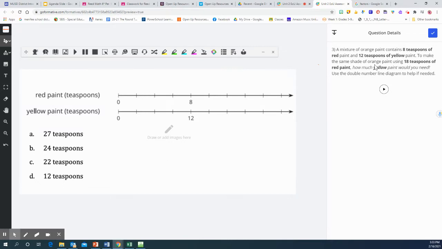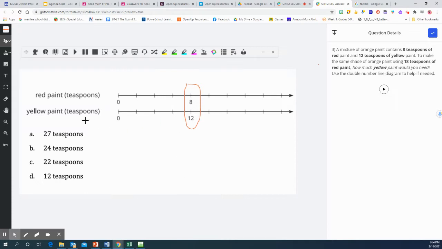The question is asking us: a mixture of orange paint contains 8 teaspoons of red and 12 teaspoons of yellow. So I'm going to go ahead and start by showing you how to circle this in your table. That's the original ratio. They're asking us to make the same shade of orange paint using, I'm sorry, 18 teaspoons of red.